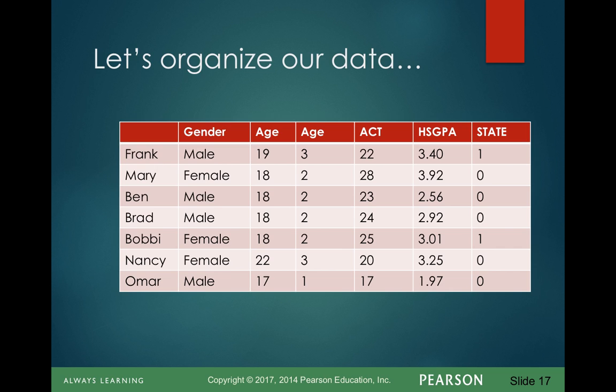So you can see that Frank and Mary are coded there, and we have their gender, their age, and their age classification, their ACT, high school GPA, and state. Now guys, this is called a spreadsheet approach. This is called a stacked approach at organizing our data.